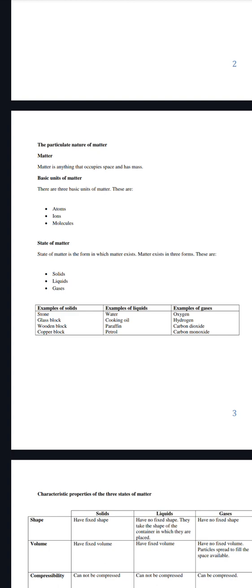Then molecules, you can find them in liquids. The same again, molecules, you can find them in compounds. An example of a compound is water. So we say water molecules instead of water atoms. A molecule is a substance that exists independently.